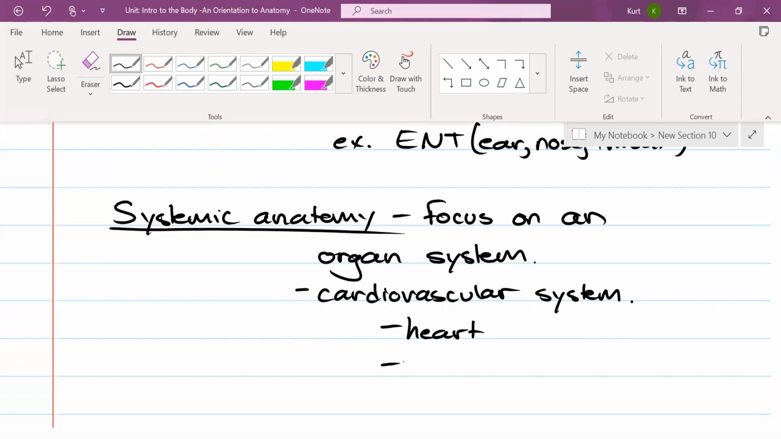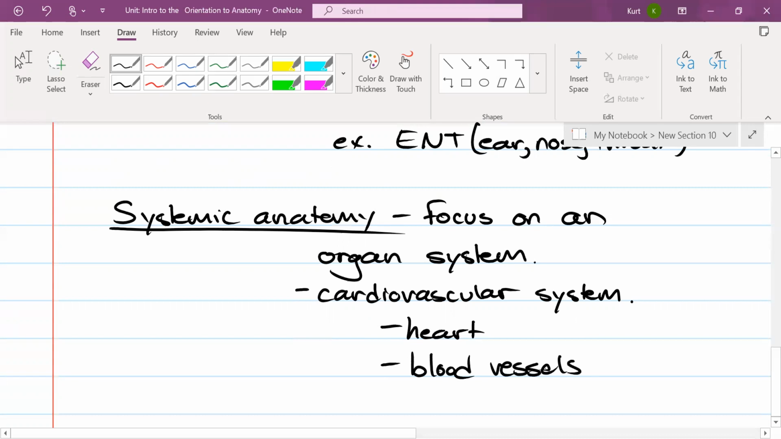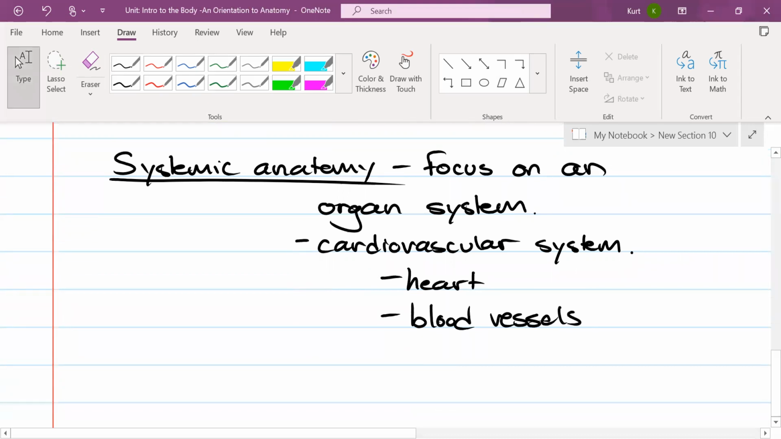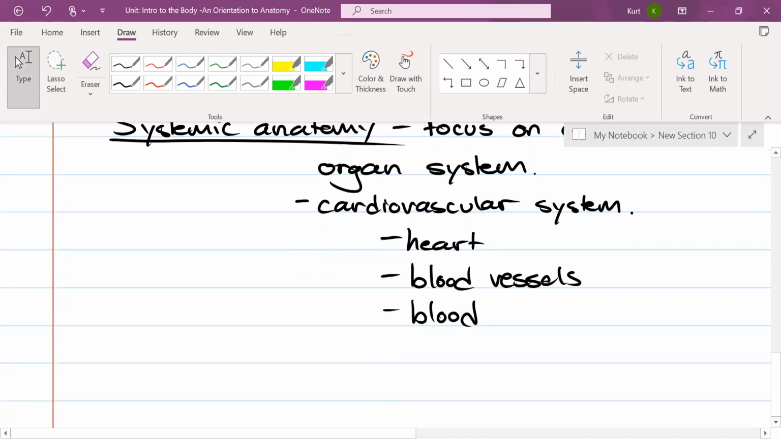Yes, we're going to say blood vessels. A vein is a type of blood vessel. And then what's in the blood vessel? What's in the heart? What's flowing through them? Blood. That's actually an entire unit in this class later in the year. Okay.